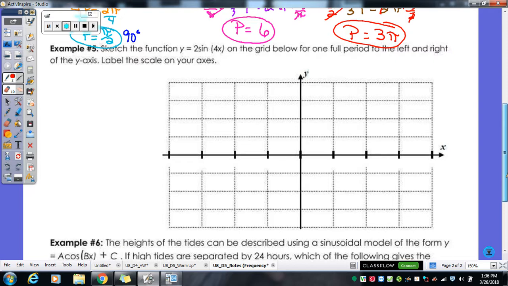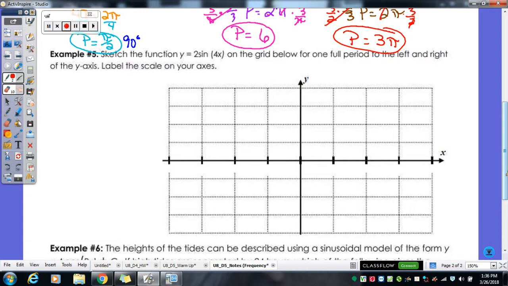So in example 5, we're going to sketch the function 2 sine of 4x on the grid below for one full period to the left and the right of the y-axis. Label your scale on your axes. So, first thing we have to figure out is what is the period for this graph? Just like we were doing, your frequency, which is your capital B, times your period equals 2 pi. What is the value of our frequency? 4. So divide by our 4, and what do we get for our period? Pi over 2.